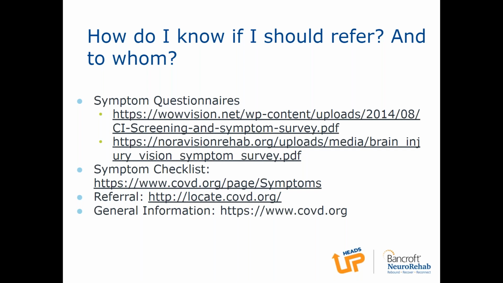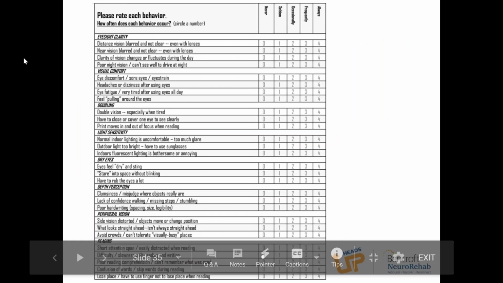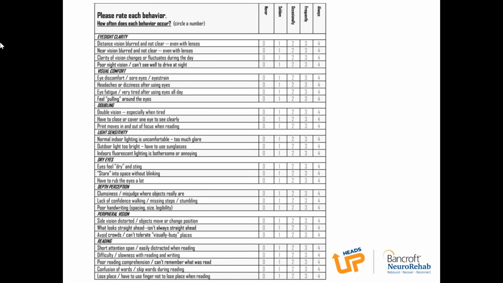So if you feel like you have a patient that has some kind of visual dysfunction, where do I start? There are a few great symptom questionnaires available on the internet. This is just a copy of that first one. Actually, I'm sorry, it's the second one. So it's the Brain Injury Vision Symptom Survey.